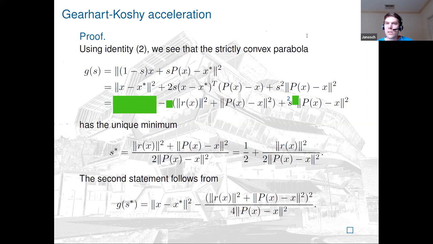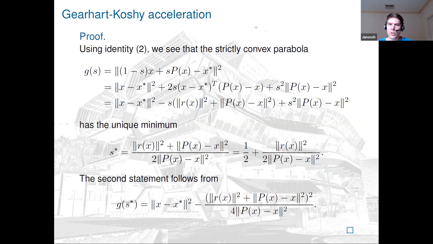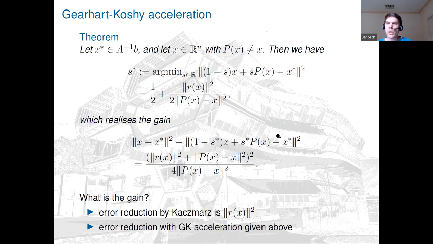That is the Gerhard-Koshy acceleration. And the second statement just follows from what you know now: you know that this is the optimal step size, you plug it into G and that's what you get out. And then you just remember what G is. G is this thing here. G is that error. And then basically that's what you get. Okay, so now we have re-understood what Gerhard-Koshy is doing.